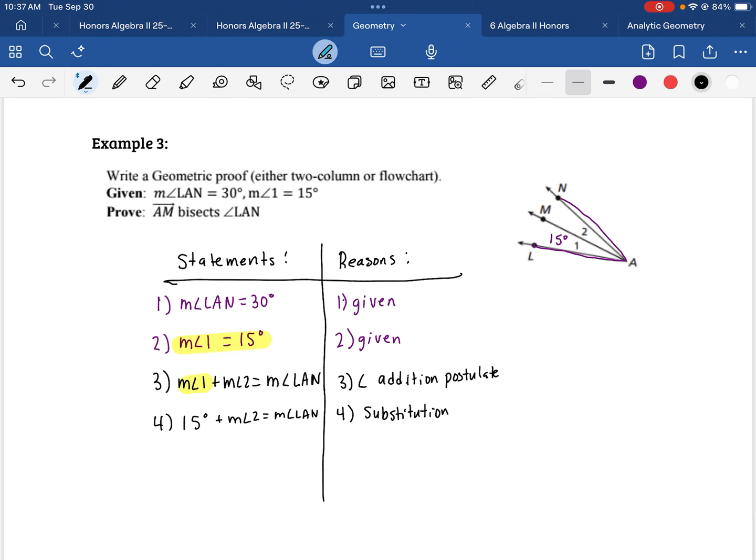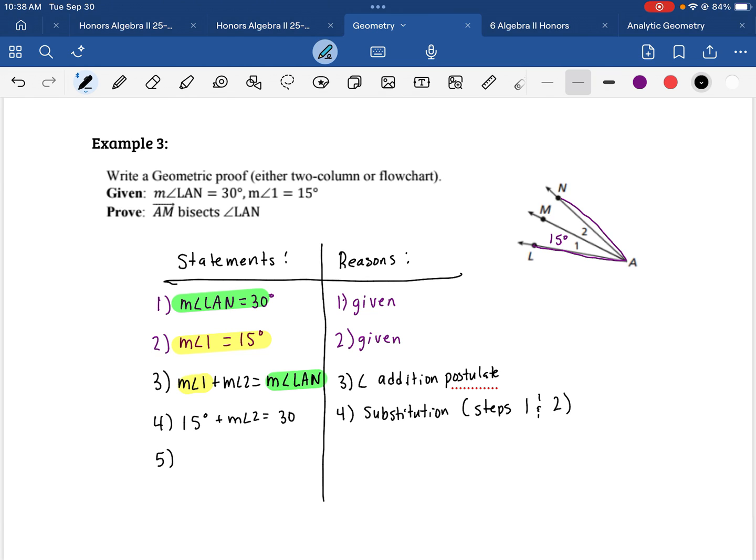Okay, once we know that, actually, I can knock out two birds with that one. I also know the measure of angle LAN, don't I? It is 30 degrees. That is from step 1. So I'm going to say substitution, steps 1 and 2. Both of those givens, I can use those values and substitute them in.